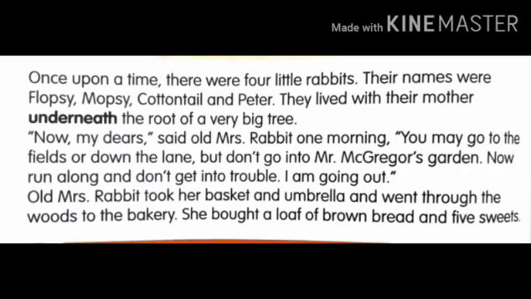And where did mother ask them to go? She asked them that they can go into the fields or down the lane. Lane means a road, a narrow road. So they can go down the lane and into the fields, but she warned them not to go into the garden which belongs to Mr. McGregor. "Now, run along and don't get into trouble. I am going out." So mother said that they can run but they cannot get into trouble. Mother is going out.